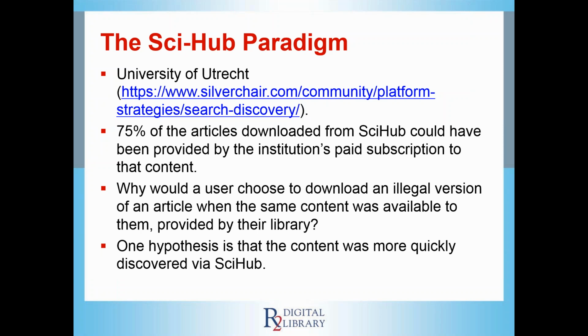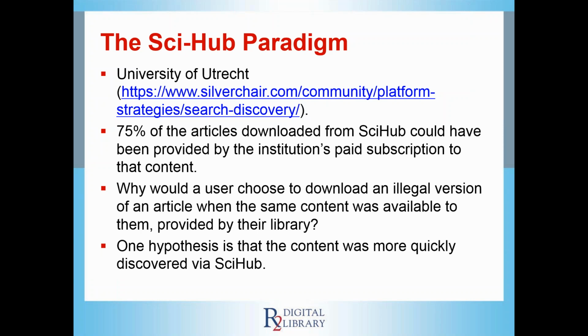And what they found was that 75% of the articles downloaded from Sci-Hub could have been provided by the institution's paid subscription to that very same content. In other words, the users could have used the University of Utrecht website to access these articles in a way that was very normal and expected in terms of how scholarly information gets distributed. The publisher published it, made it available, the library purchased it via subscription, it was made available to the users. But 75% of those articles were actually downloaded by the University of Utrecht patrons directly from Sci-Hub rather than the library.